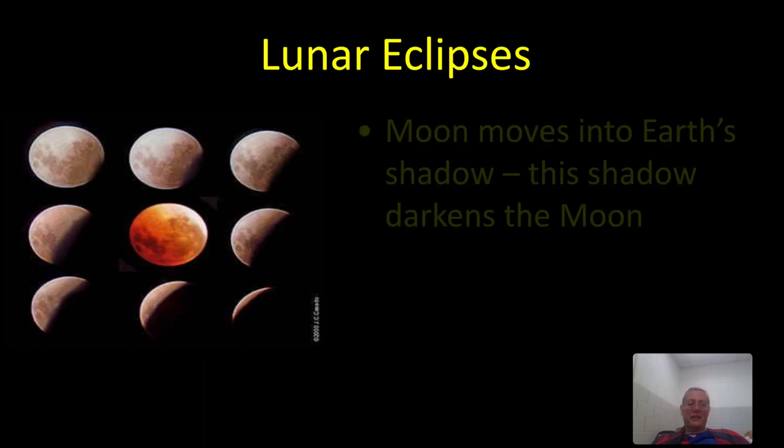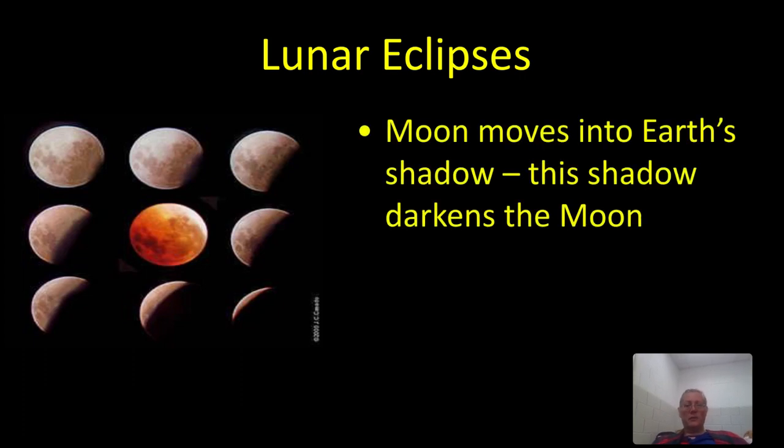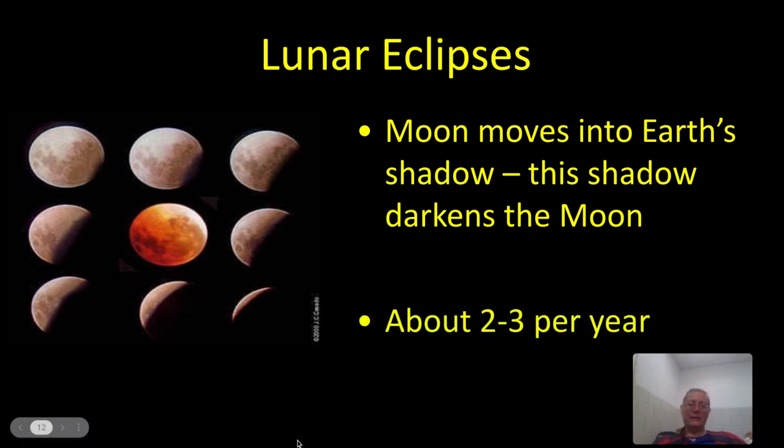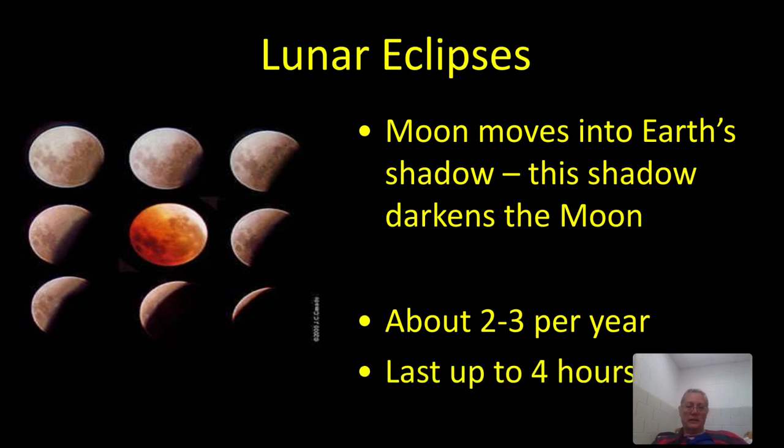Lunar eclipses. This is when the moon moves into the shadow of Earth and the shadow covers up the moon. This happens relatively quickly. It happens about 2 to 3 times a year. Takes about 4 hours. So we can watch this happen, sometimes in the morning, sometimes in the evenings. It depends on which eclipse we're talking about.